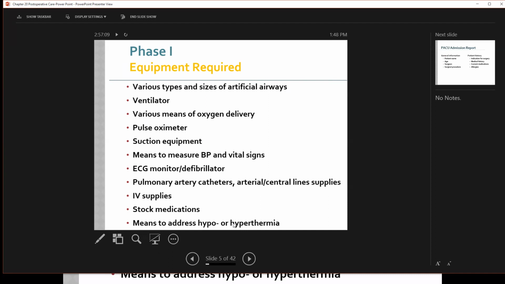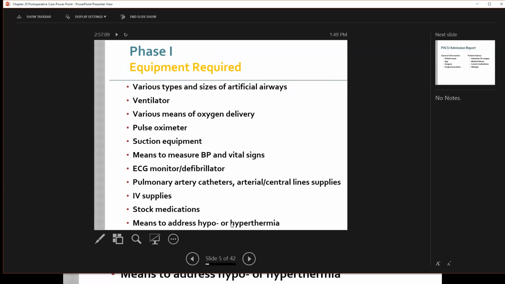To manage the patient that has received anesthesia, various equipment is required. If the patient is ventilated, a ventilator will be present with suction set up for airway management. Various artificial airways are also required in the PACU if a patient loses spontaneous respirations, thus requiring mechanical ventilation. Various oxygen delivery systems, nasal cannula, face masks, etc., are required that may be specific to the type of surgery. So for a facial surgery, you may need a mask versus nasal cannula.